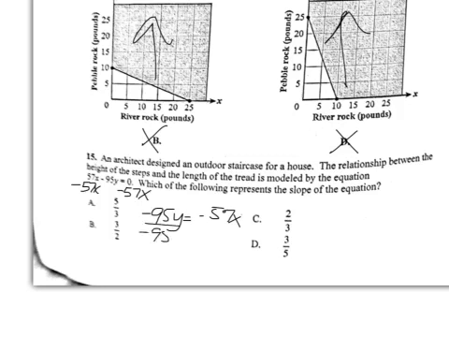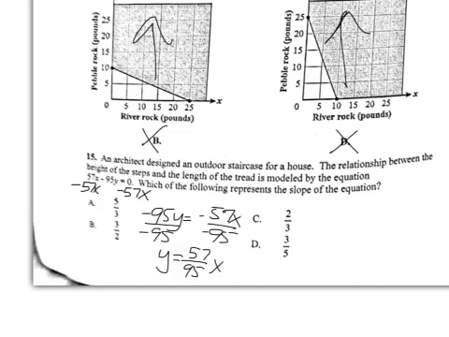And then I'm going to divide both sides by negative 95, which makes a positive. So now I have 57 over 95x. So 57 over 95 is my slope. However, it's not listed as one of the choices, so I have to reduce that fraction.